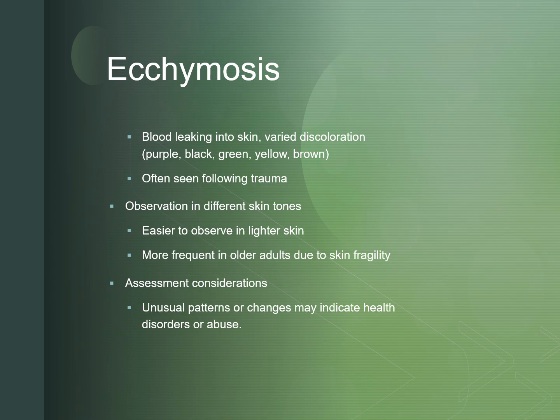For our assessment considerations, we want to evaluate the size, location, pattern, and stage of healing. Some red flags would be unexplained bruising, or bruises in unusual areas like the torso, inner arms, or face, in different stages of healing. That may indicate bleeding disorders, medication effects, or possible abuse.